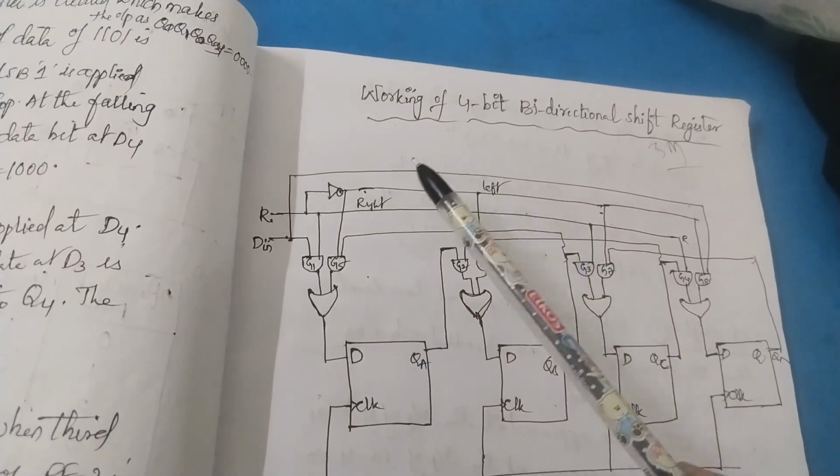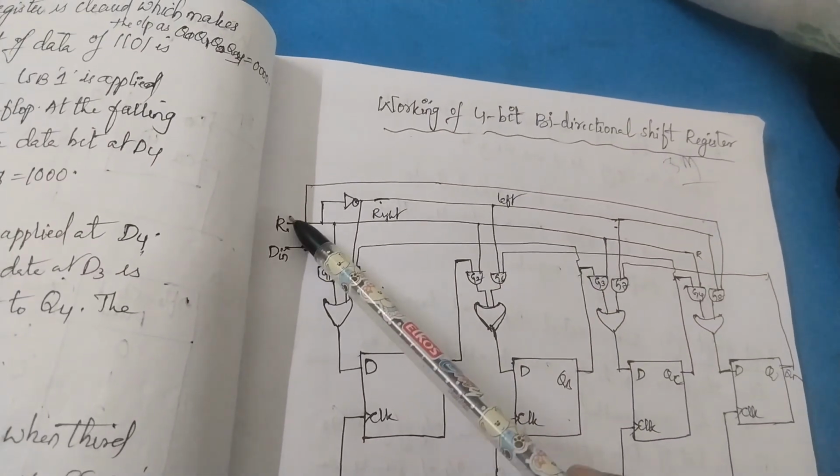So since it is performing a dual role, we have to take a control input, that is R by L bar.